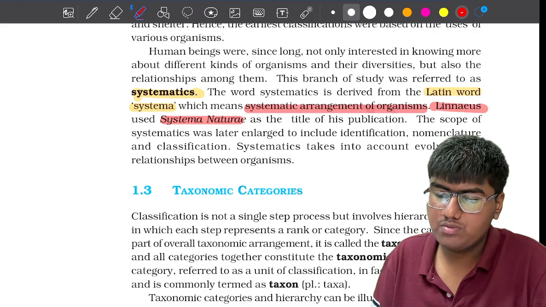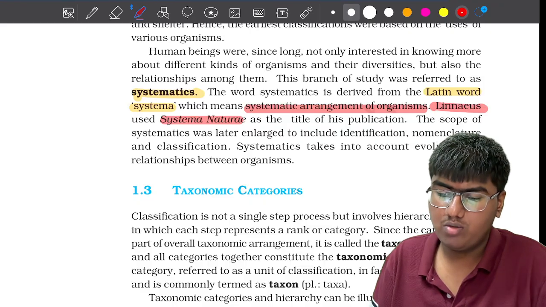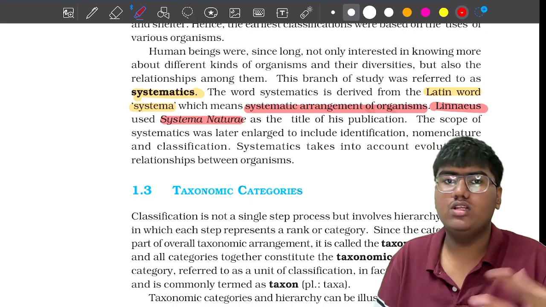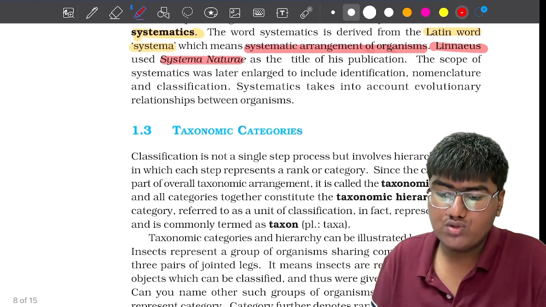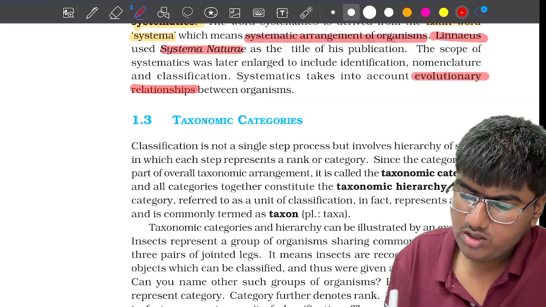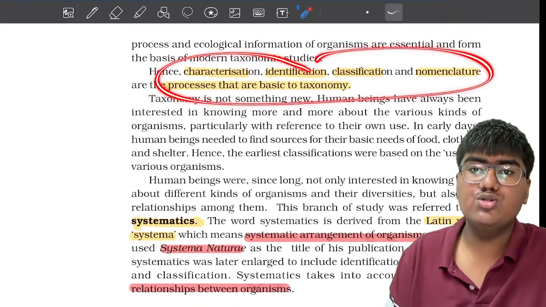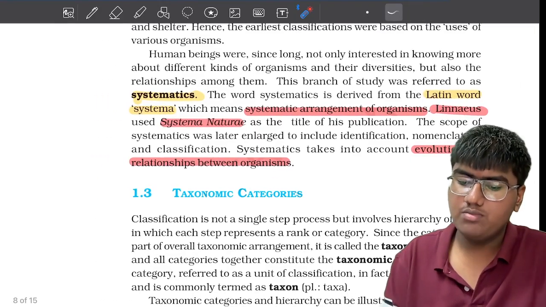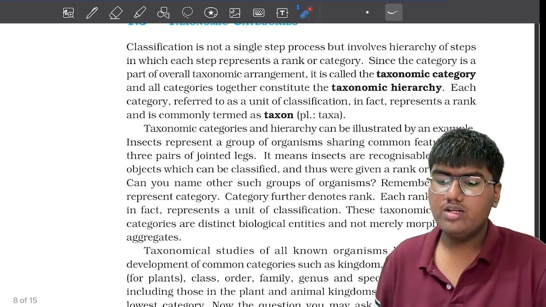The scope of systematics was later enlarged to include identification, nomenclature, and classification. All these were included in it. Systematics takes into account evolutionary relationships between organisms. So here, if you see, in taxonomy we did not include evolutionary classification anywhere, whereas systematics included the evolutionary relationship.